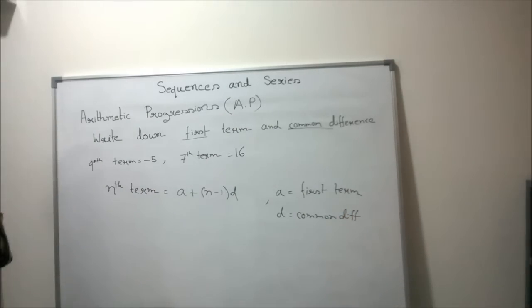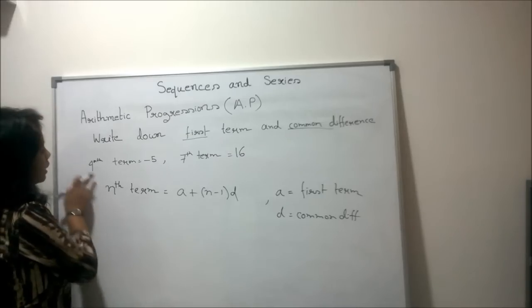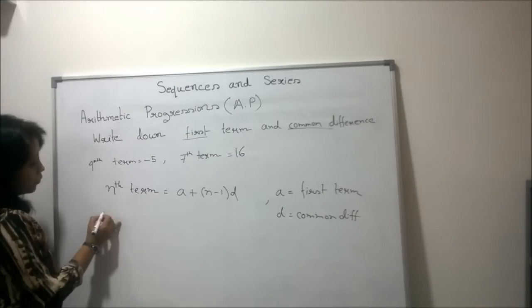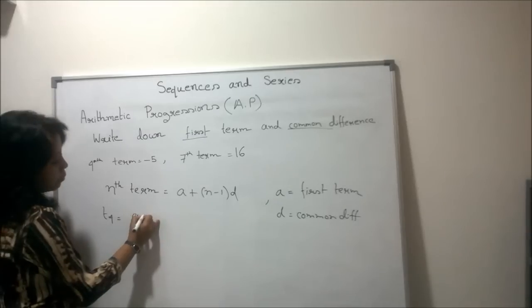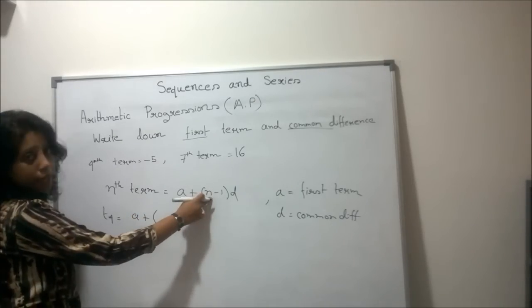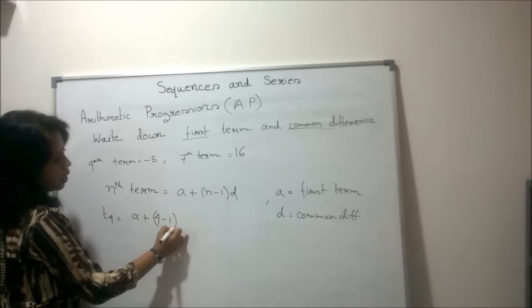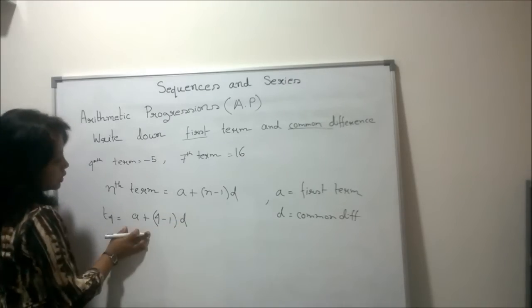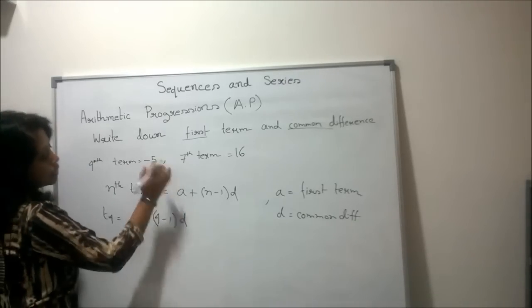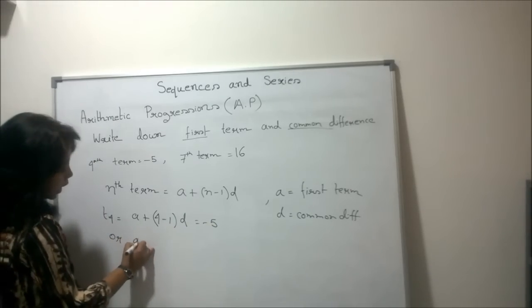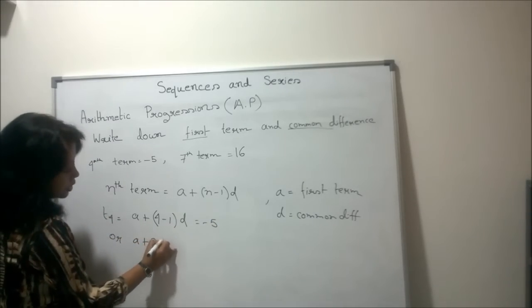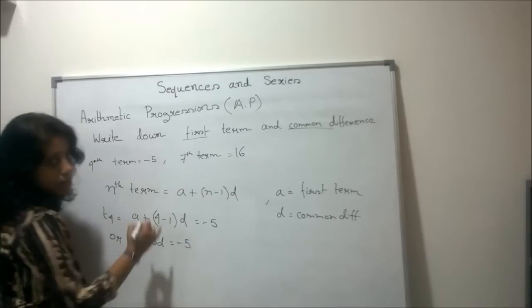Okay. So here what is given? Fourth term. So fourth term, that means T4. This is a plus, in place of n, that is 4 minus 1 d. What is this given? That is minus 5. So from here we can get a plus 3d is equal to minus 5.